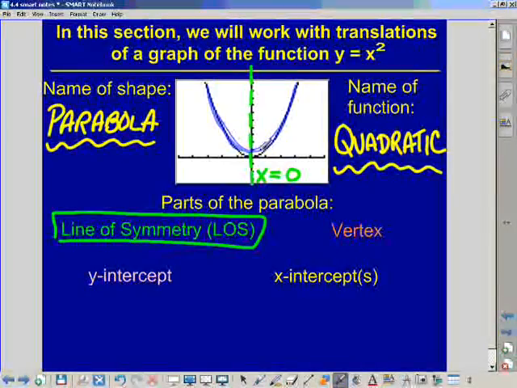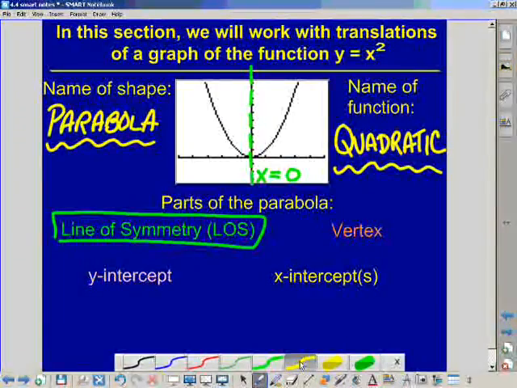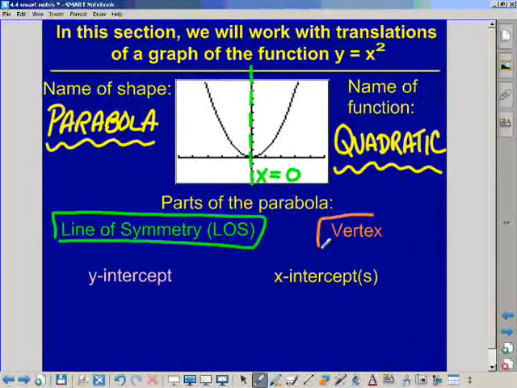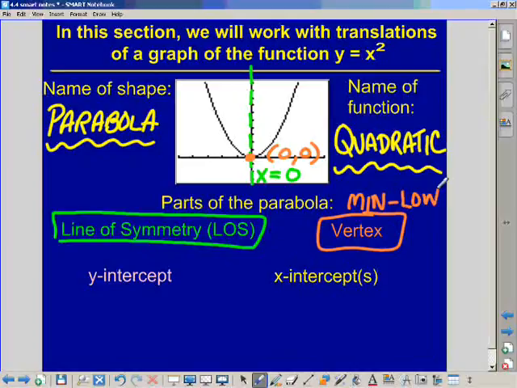Now, along that line of symmetry is an important point known as the vertex. So let's talk about the vertex next. The vertex is the lowest point on the graph, or the highest point on the graph. In this case, the vertex would be this bottom point, 0, 0. Now, since it is the bottommost point on this graph, it's known as a minimum. It's a minimum when it's the low point.